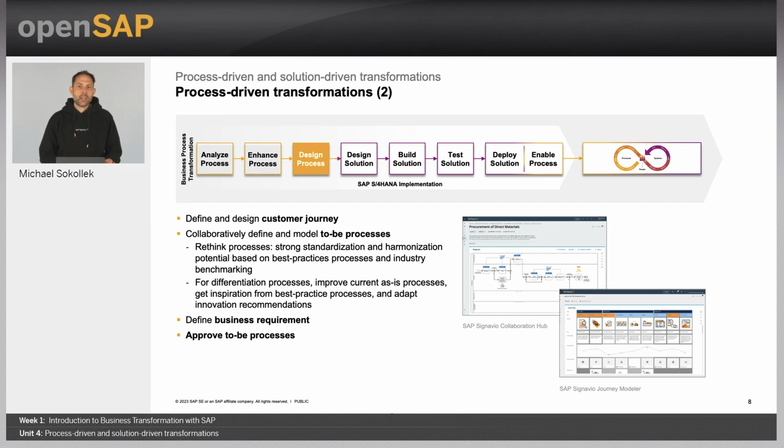SAP Process Manager and SAP Signavio Collaboration Hub allows customers to rethink and redesign their processes in a collaborative manner with transparency to all stakeholders. SAP Signavio Process Governance allows customers to implement the right amount of process governance, such as approvals, to ensure that they start the implementation based on a set of well-defined and approved processes.